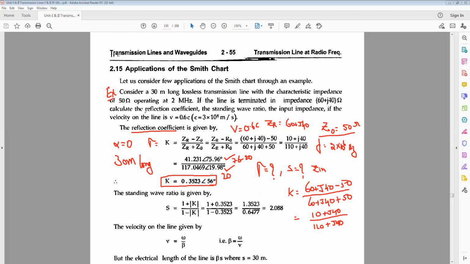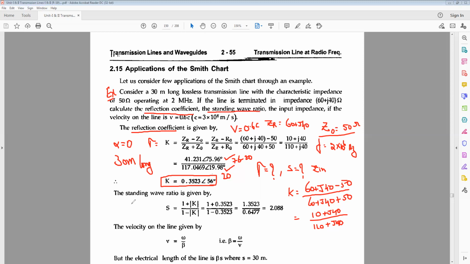Okay, my dear students, we got the reflection coefficient. By using the formula ZR minus Z0 by ZR plus Z0, you can find the reflection coefficient: 0.3523, angle of 56 degrees. And the second one, the standing wave ratio.